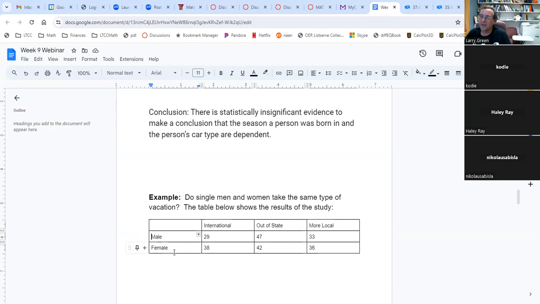Are the variables quantitative? The variables are definitely qualitative. They're not quantitative, because the survey question is, what type of vacation do you like? And you might say, I like more local. That's a word. And the other is, are you male or female? And the answer is male or female. Do you see? Words. So the questions are both qualitative.